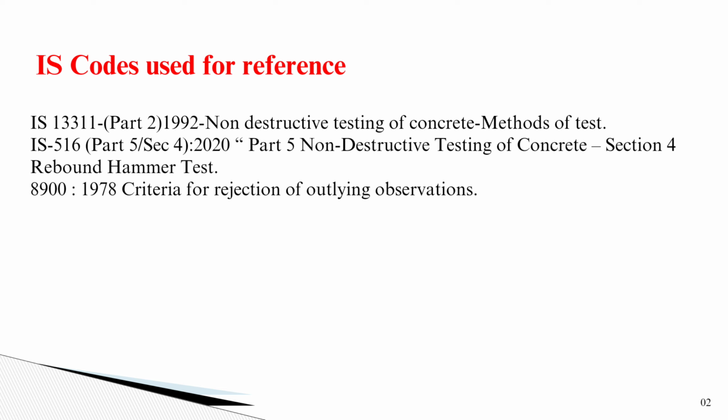IS 516 Part 5 Section 4 2020, where Part 5 indicates the non-destructive testing of concrete and Section 4 indicates Rebound Hammer Test. IS 8900 1978, that is criteria for rejection of outlying observations.